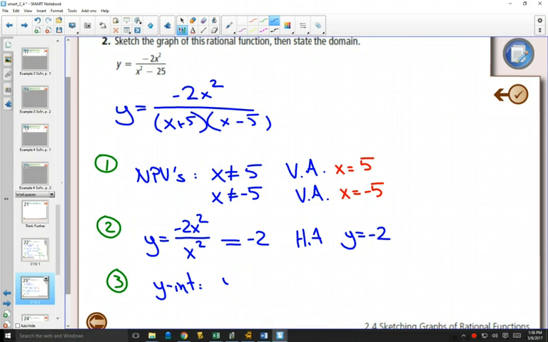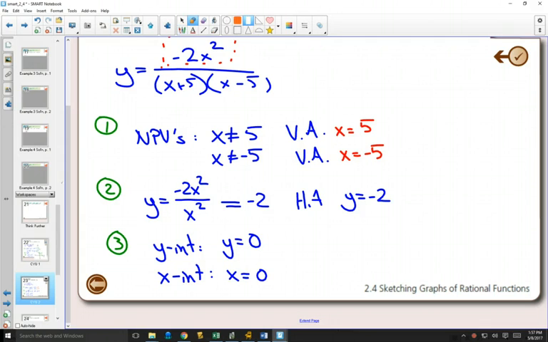Y-intercept, plug in 0 for x. You get y equals 0. Anytime your y-intercept is 0, that means your x-intercept will also be 0. Looking at this equation, looking at the numerator here in red, you can see that that's the only place that you'll have an x-intercept. The only thing that will make that in the red box equal to 0 is if x is 0. Now we should have enough information to start our graph, maybe even finish our graph.